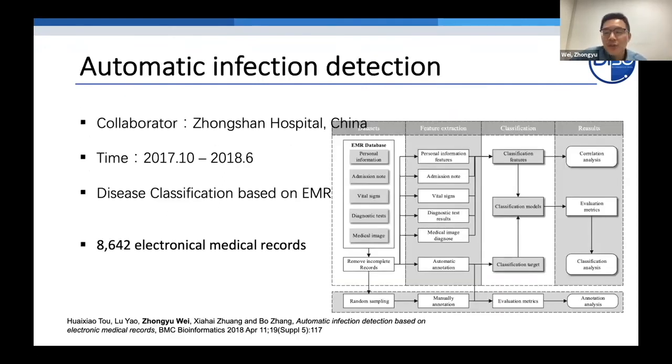Lastly, I want to introduce some industry projects. The funding was obtained from companies or hospitals. The first one is automatic infection detection. The collaborator is Zhongshan Hospital in China, from October 2017 to June 2018. Based on the EMR, we do disease classification to see if a patient suffers from an infection. In total, the dataset includes 8,642 records, and we can get an accuracy higher than 89%.